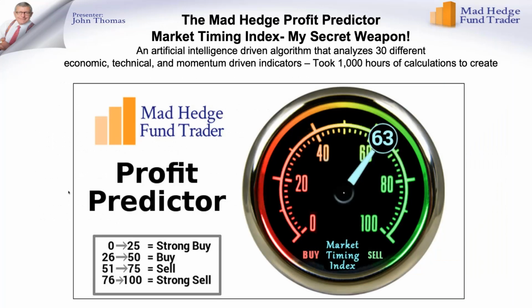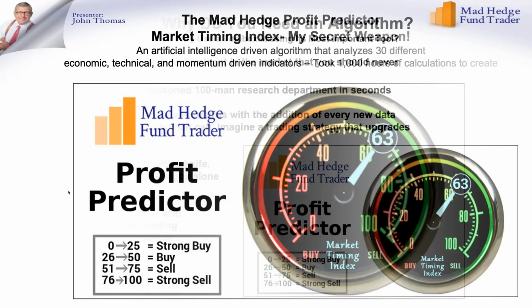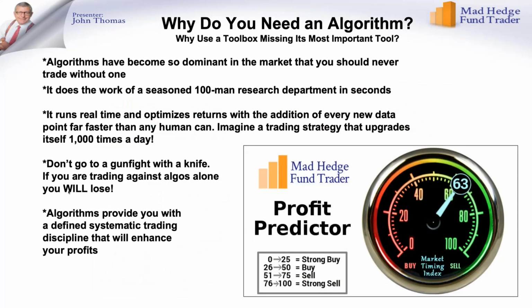This is our secret weapon, our Mad Hedge Market Timing Index. It took mathematicians 1,000 hours of calculations to come up with this algorithm. Why do you need an algorithm? Well, why use a toolbox missing its most important tool? It does the work of a seasoned 100-man research department in seconds.